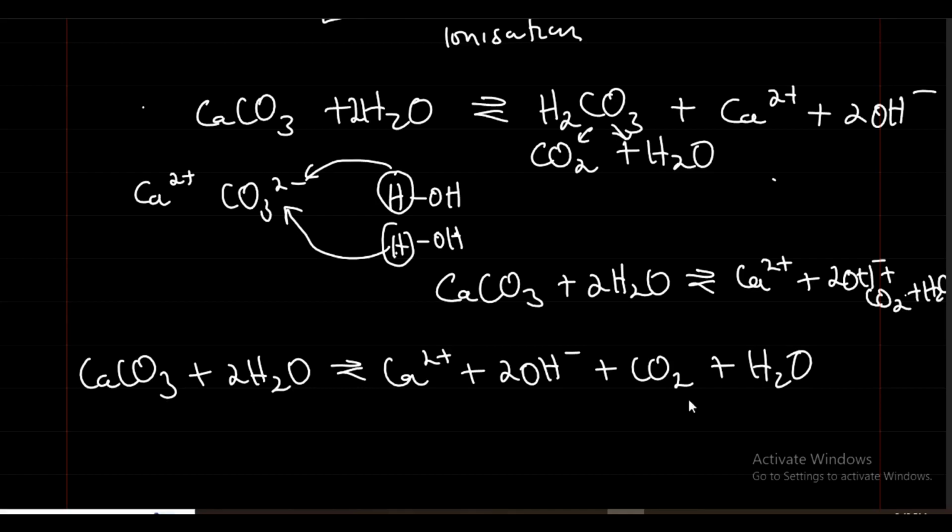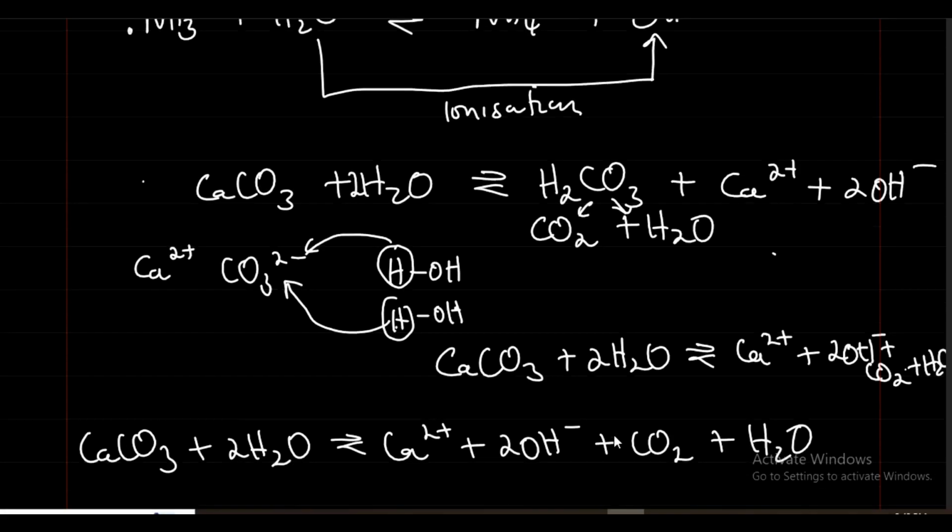So if you check, everything is balanced. We have one calcium, we have one carbon. How many oxygens do we have? We have 3 here, then 2, so we have 5 oxygens on the left. In here we have 2 plus 2 plus 1, it's 5. What about hydrogens? We have 4 here, and then we have 2 here, and then 2. So the equation is balanced.